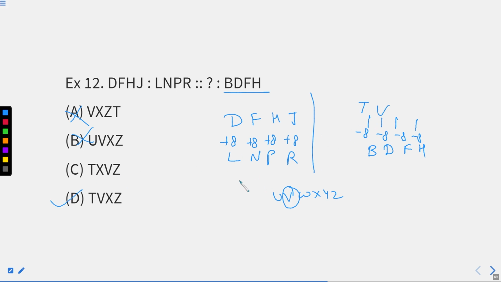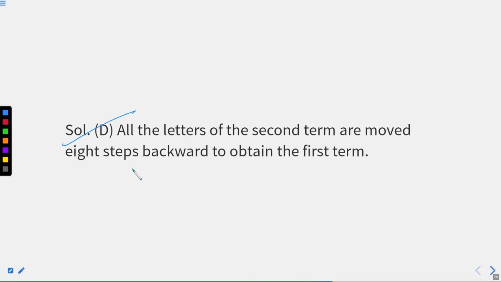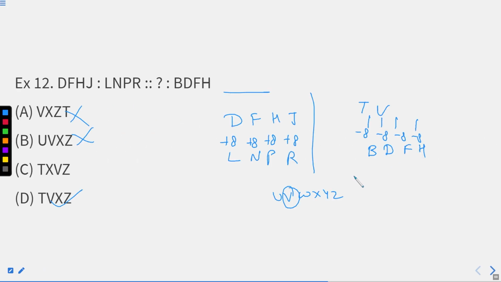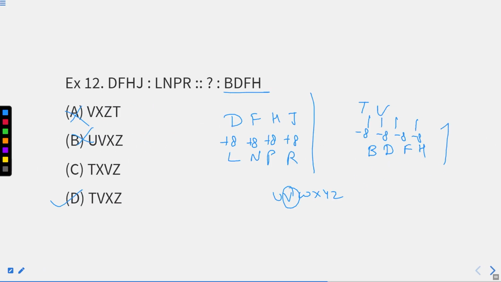As soon as we find V, right? I hope this part is clear. All letters of the second term are moved by 8 steps backward to obtain the first term. What we are doing this time is moving backward by 8 steps. How many steps? 8 steps backward. I hope this part is clear. There is no problem with this part, right?